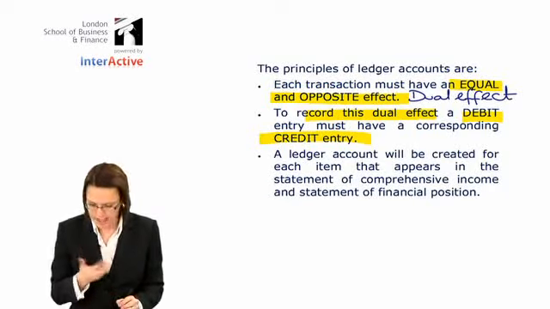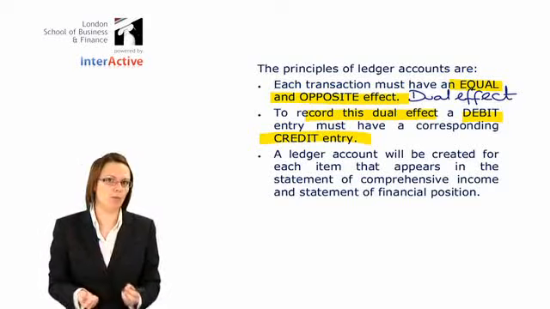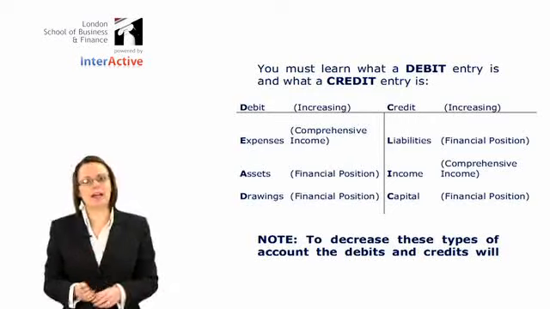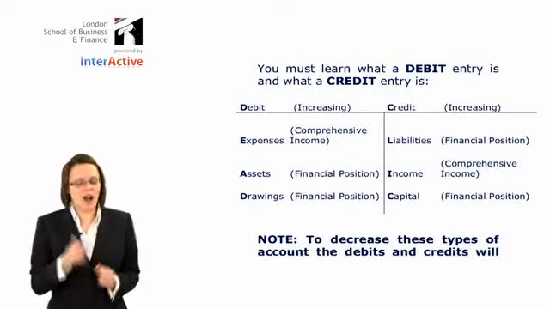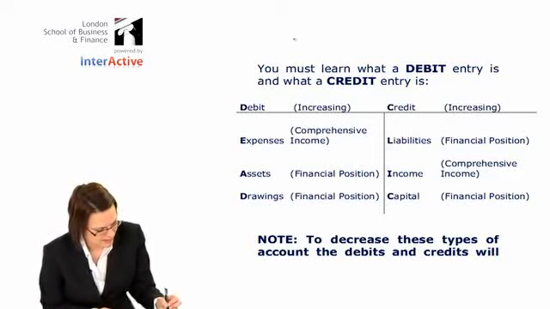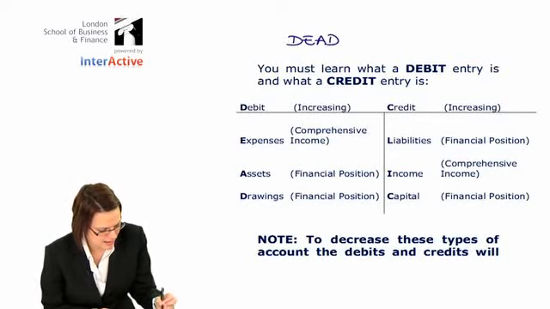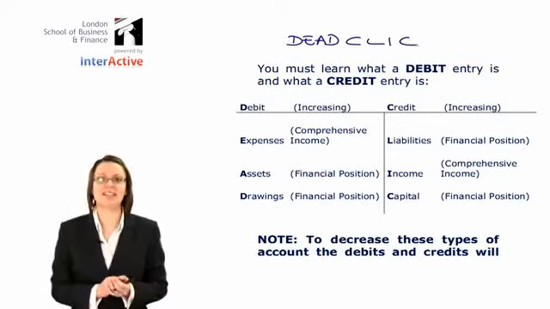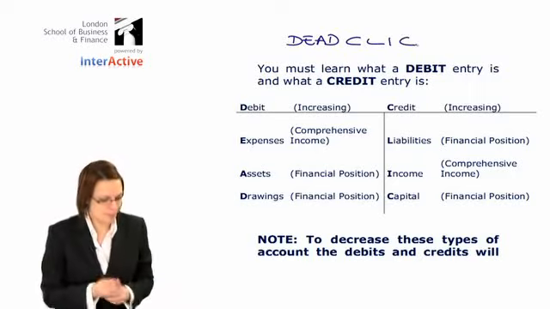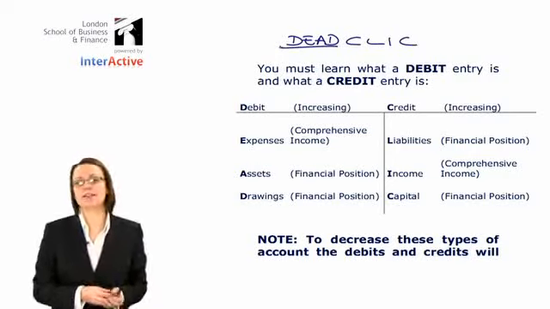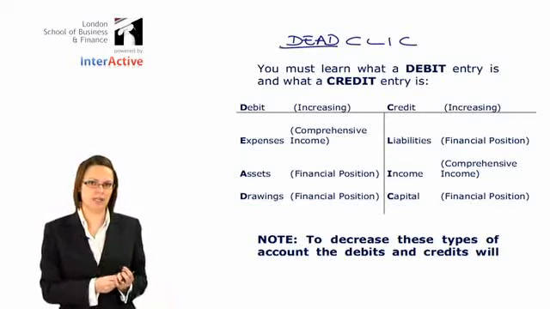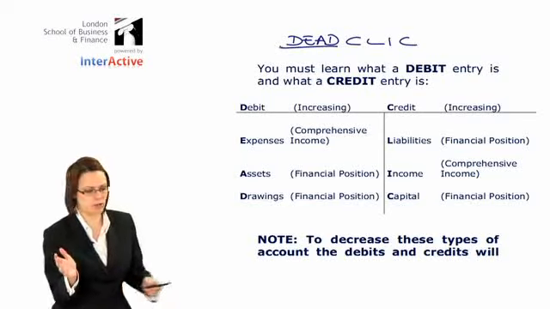So let's have a look at how we would learn what is a debit and what is a credit. And in order to be able to do that, I have a little mnemonic. I use the term DEAD CLIC. D-E-A-D-C-L-I-C. DEAD CLIC. Okay. So, DEAD, D-E-A-D, appears on the left-hand side of the ledger account, on the debit side. Now remember, debits are on the left, credits are on the right.